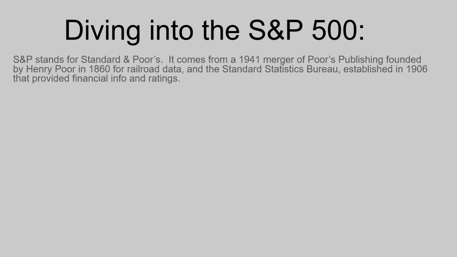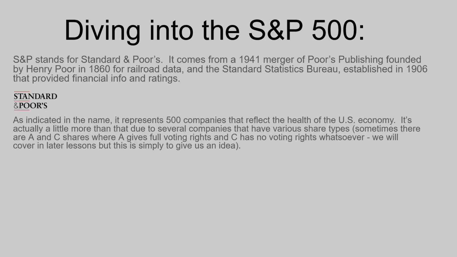All right, now we'll move on into the S&P 500. So S&P stands for Standard & Poor's. A little background, it comes from a 1941 merger of Poor's Publishing, founded by Henry Poor in 1860, that covered railroad data. And then Standard Statistics Bureau was established in 1906, so somewhat later, but that provided financial info and ratings. And Standard & Poor's logo.